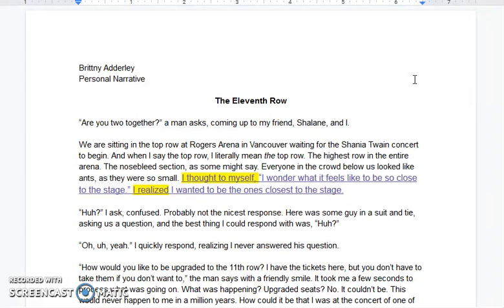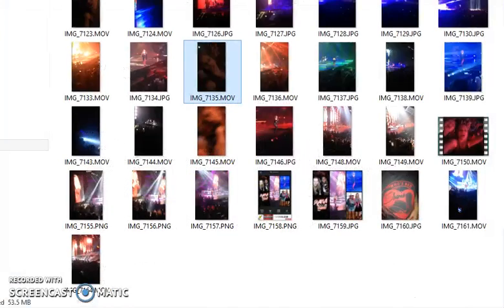You guys, I'm describing. Narrative writers describe the setting. They describe what the characters are feeling, what they're thinking. Look at my internal dialogue. "I thought to myself, I wonder what it feels like to be so close to the stage. I realized that I wanted to be the ones closest to the stage." I'm internally thinking. The reader can jump inside my mind. Okay, that would be creepy, but you know what I mean.